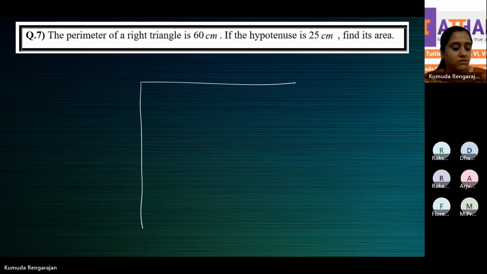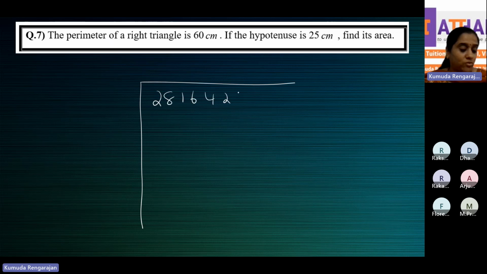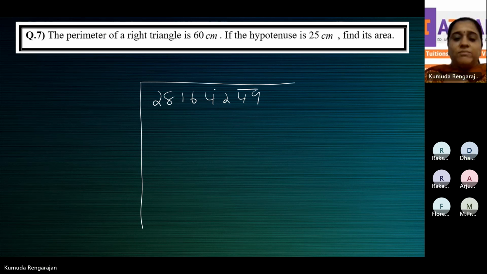Okay. So 28164249. Let's find the square root of this number. So how do we start? We start pairing from behind.